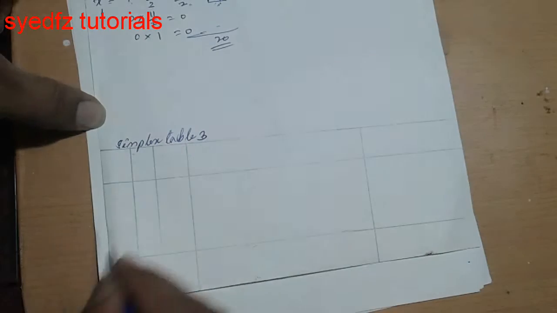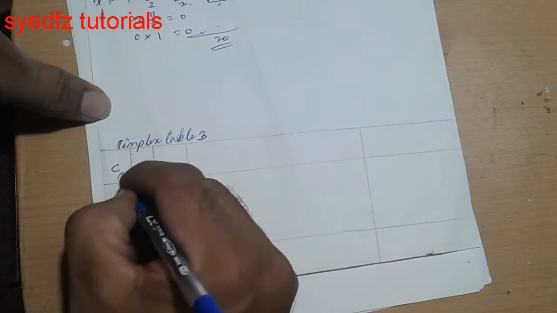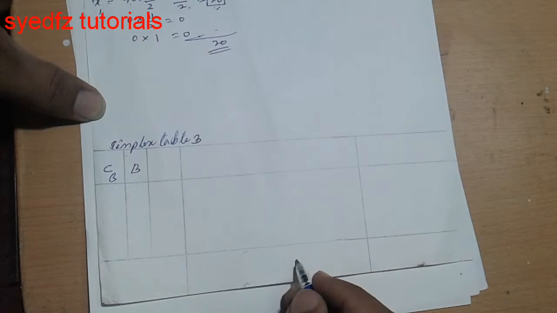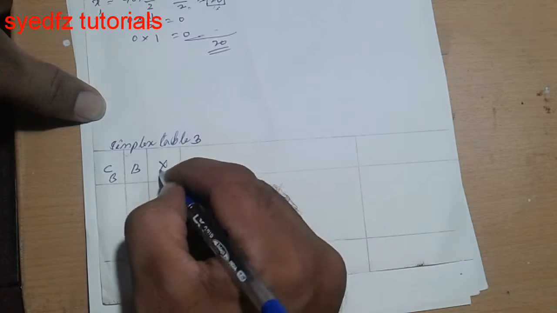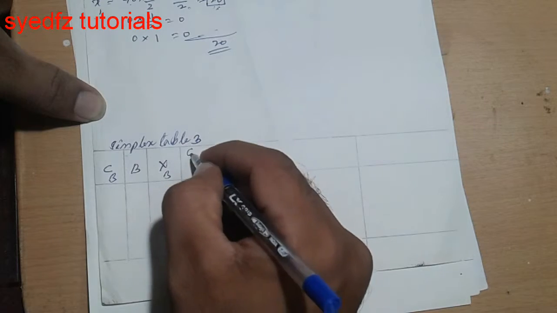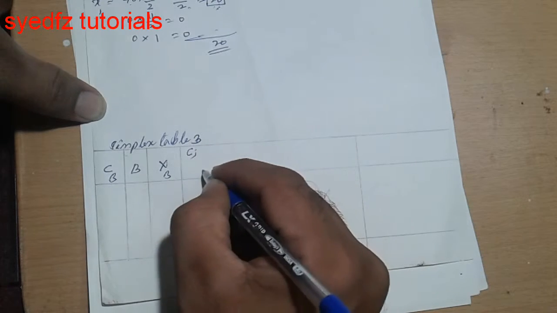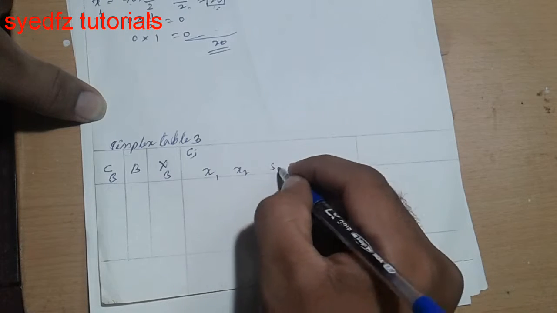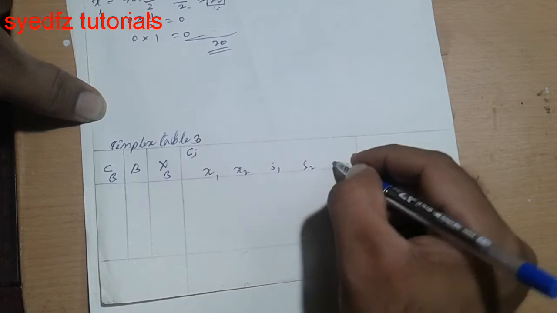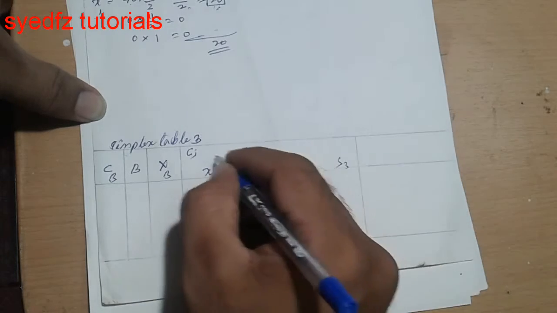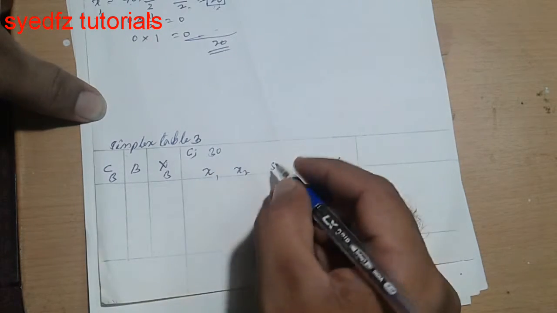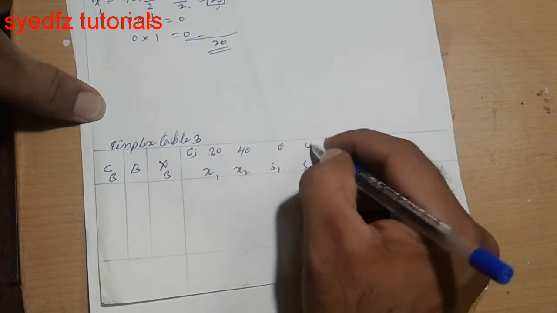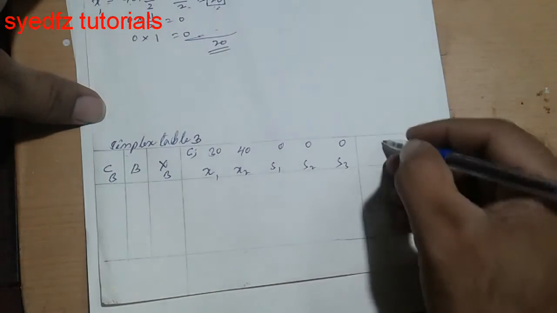What we have to write here: contribution to basic variable. This is the basic variable. This is the solution to basic variable. Here Cj means the objective function: x1, x2, s1, s2, s3. This is 30, 40, and s1, s2, s3 are 0. Here is the minimum ratio.